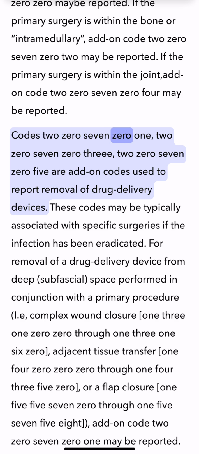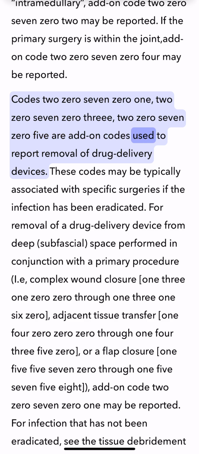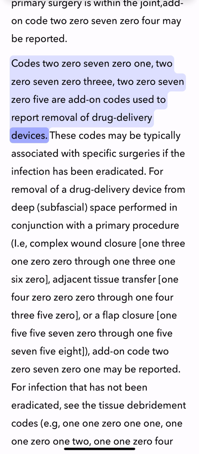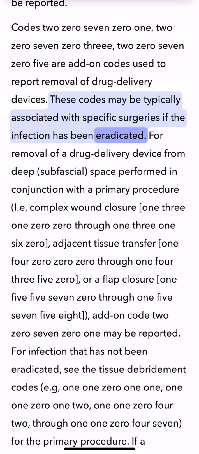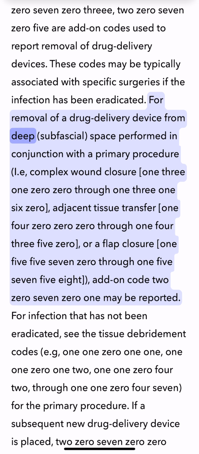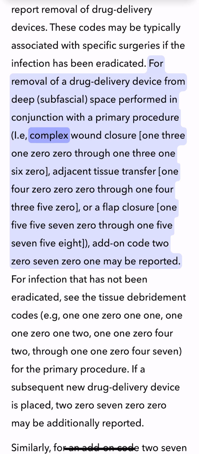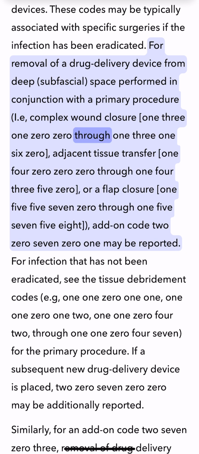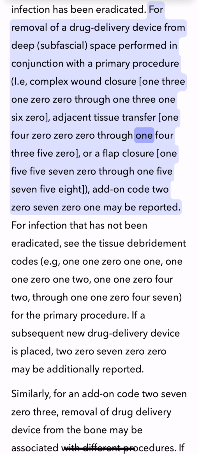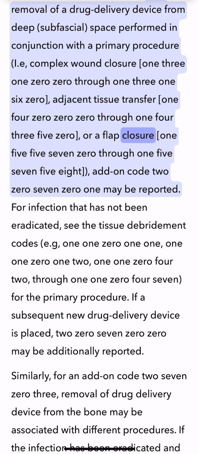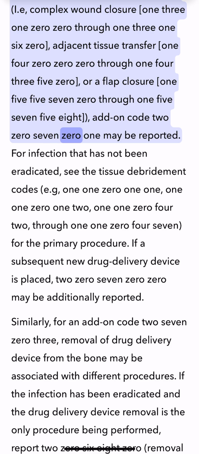Codes 20701, 20703, 20705 are add-on codes used to report removal of drug delivery devices. These codes may be typically associated with specific surgeries if the infection has been eradicated. For removal of a drug delivery device from deep, subfascial space performed in conjunction with the primary procedure, that is, complex wound closure, 13100 through 13160, adjacent tissue transfer, 14000 through 14350, or a flap closure, 15570 through 15758, add-on code 20701 may be reported.